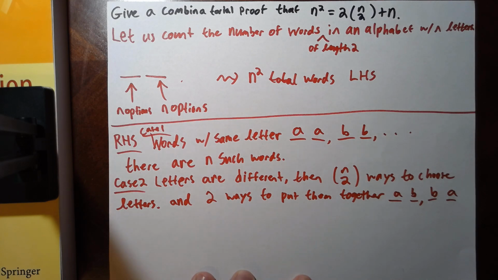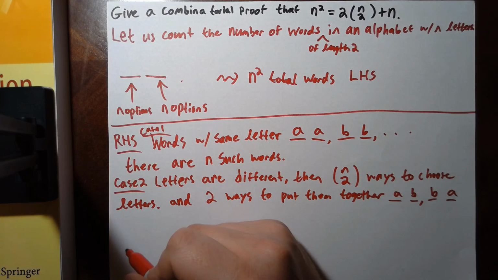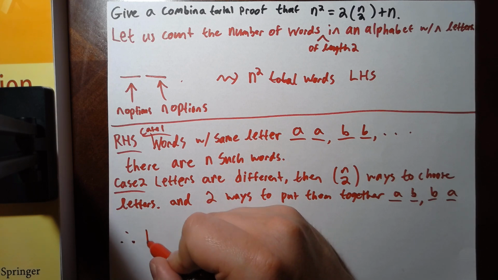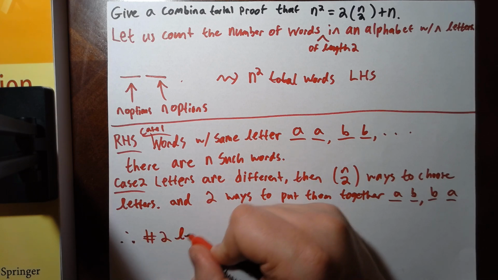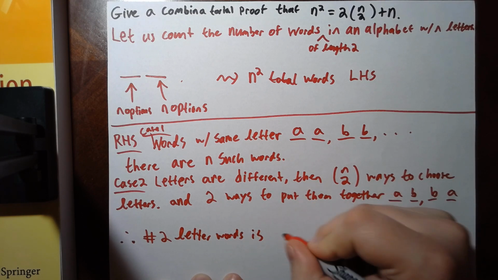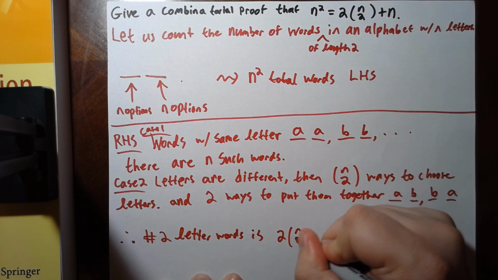And since every 2-letter word either has the same letters or different letters, and these 2 cases are distinct, we know we're counting the same things. So we get that these are all such 2-letter words in this n-letter alphabet. So therefore, the number of 2-letter words is 2 times n choose 2.